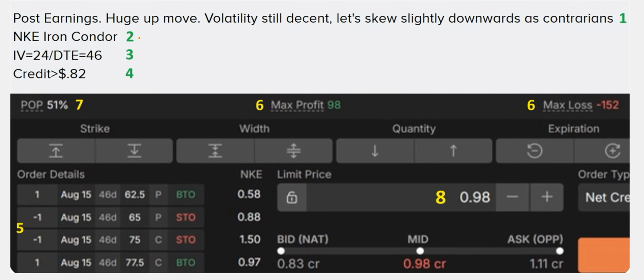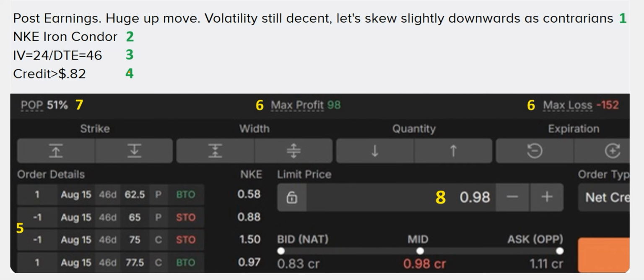Number 2 is going to show you the stock symbol we are trading and the strategy we are using. So this might say vertical, might say iron condor, etc. Number 3 is going to be the implied volatility. This is the volatility of the stock right now, and DTE means days to expiration, which tells you which expiration cycle to use for this trade.